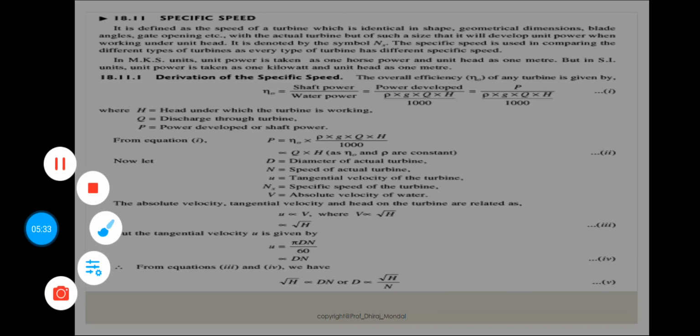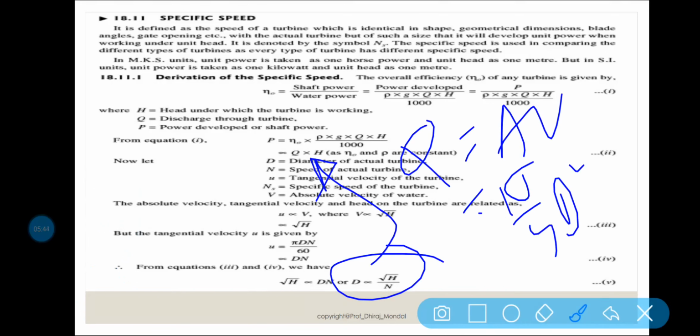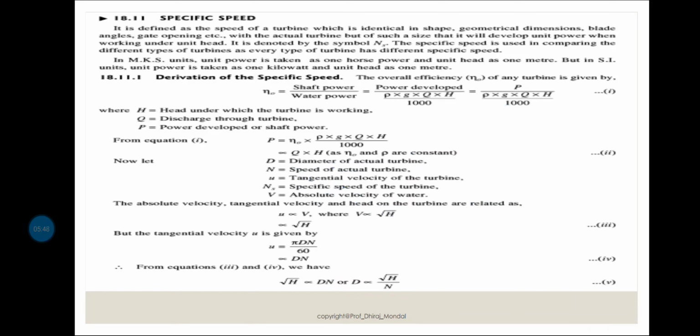Okay, so in the equation you can see d is proportional to root over h by n, because it is needed when you are putting this value, when q is equal to area into velocity and area is equal to pi by 4 d square. So we will be putting this value here. Okay, so up to this it is clear. d is proportional to root over h by n, and p is proportional to q into h.